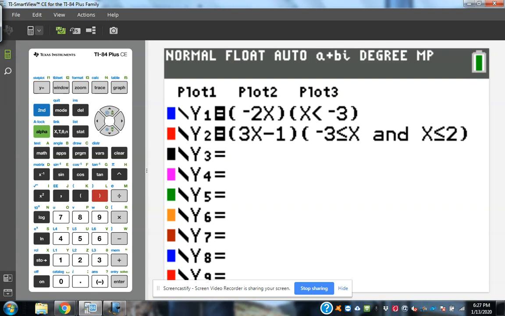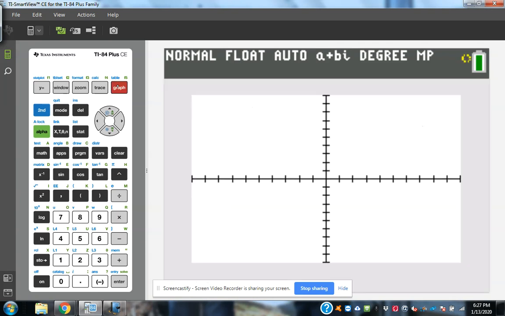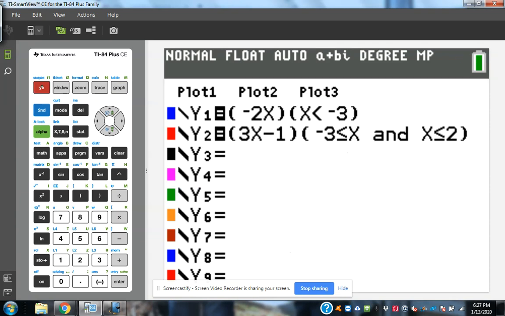I'm going to hit graph to make sure that works. Sometimes I can't remember whether I can type it in like that or not. I hope I can. Yeah, we can. All right, good deal. So just split it apart, put "and" in the middle.